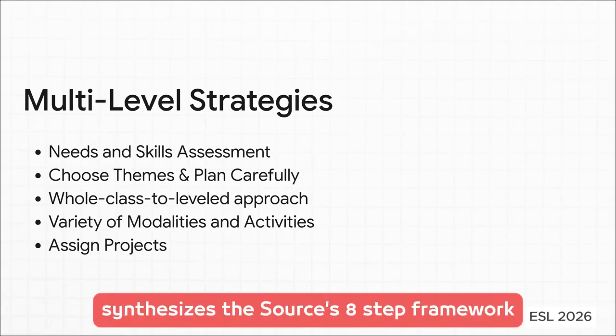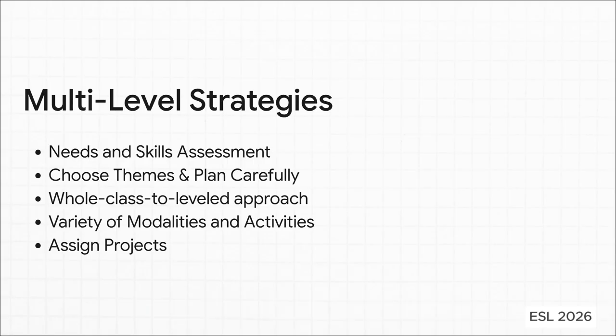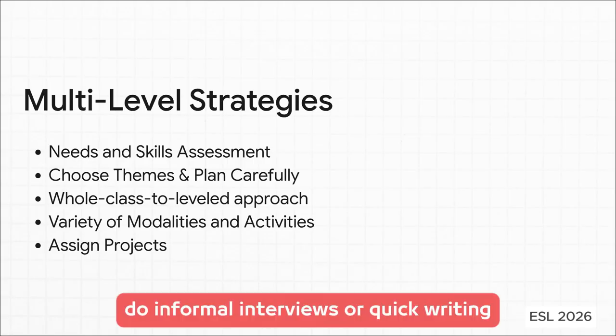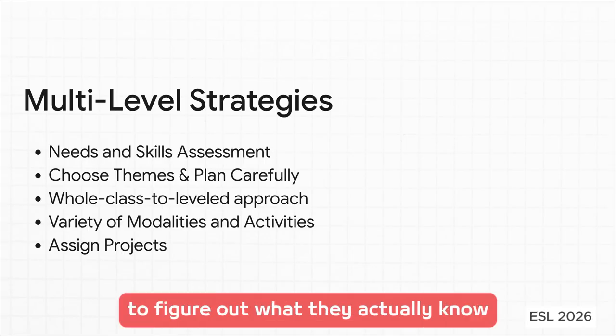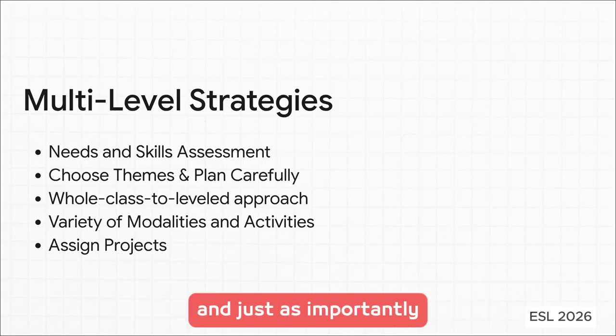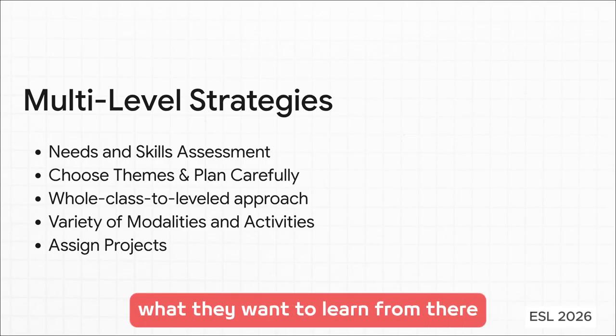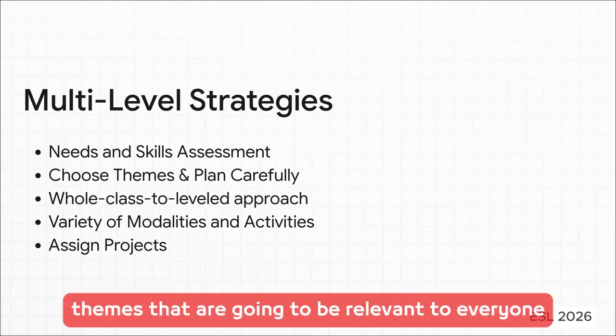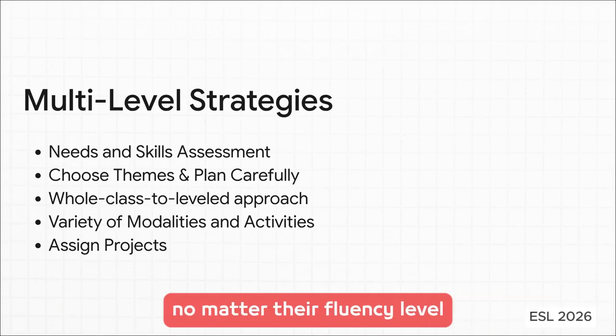This list right here synthesizes the source's 8-step framework for managing this kind of chaos. It all kicks off with assessments. Do informal interviews or quick writing tasks right on day 1 to figure out what they actually know, and just as importantly, what they want to learn. From there, you can choose overarching themes that are going to be relevant to everyone, no matter their fluency level.